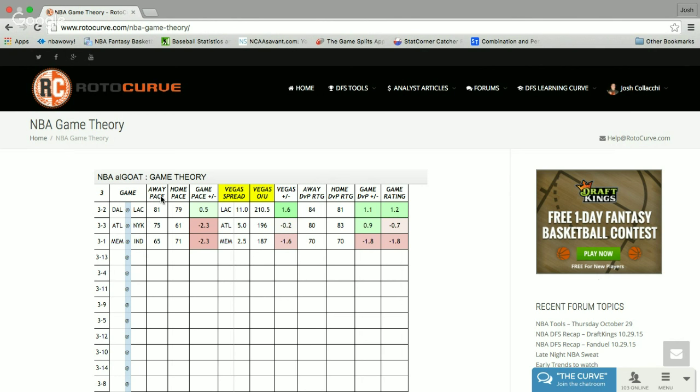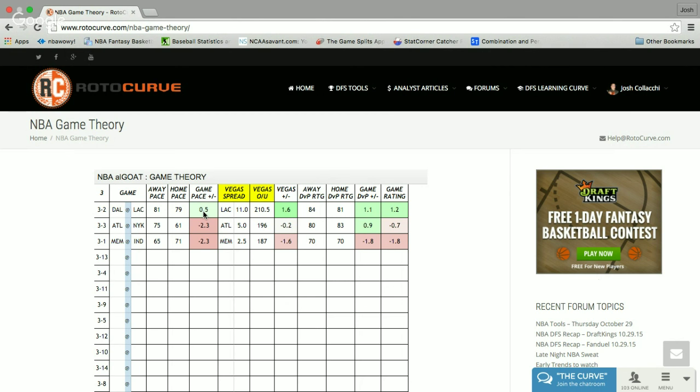Now, next to this, you see the away pace and the home pace, and then the game pace plus or minus. What this means is if teams have a higher than average pace combined between the two of them, it's a higher rated pace game. Now, what pace is in the NBA is basically exactly what it sounds like. It's the pace of how the game flow goes. Normally, it means a team is going up and down the court faster. They're taking more shots, they're scoring more points, and that's one way to look at targeting for games.